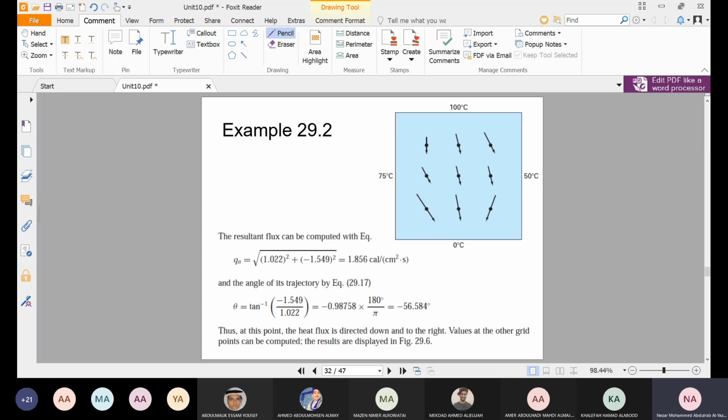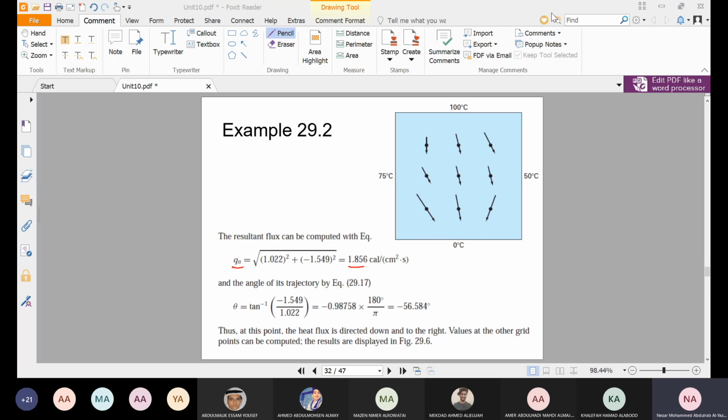So the flux now can be computed by computing Qn. Qn is equal to the square root of 1.022 squared plus minus 1.549 squared, and this is equal to 1.856. Okay, so this is the value of the flux, or the density of the flux.